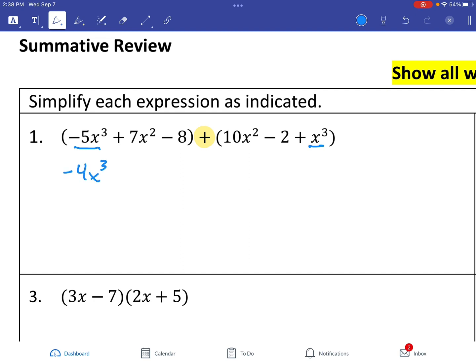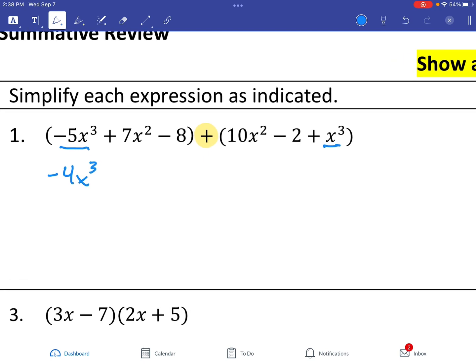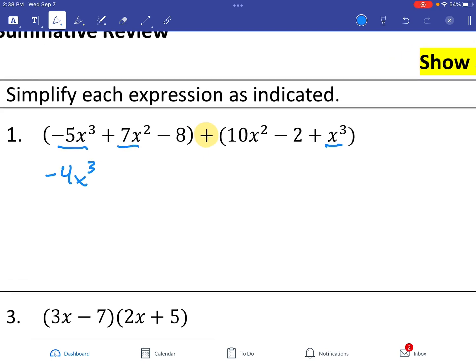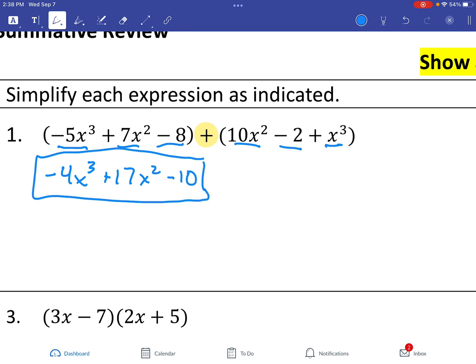You do not combine the exponents, you do not add the exponents, because we're just adding like terms. Next, 7x squared and 10x squared gives you plus 17x squared. And then negative 8 and negative 2 is negative 10. That is it. That's all you got to do.